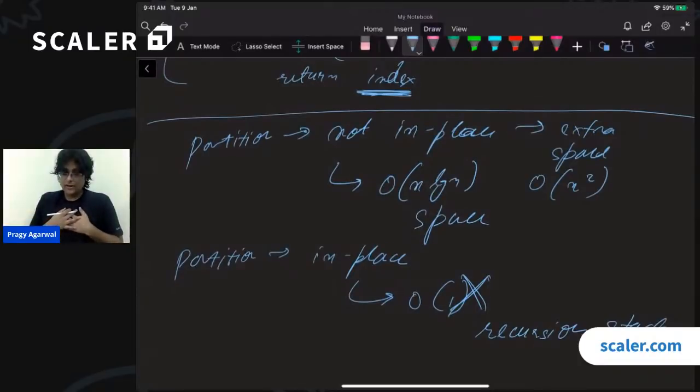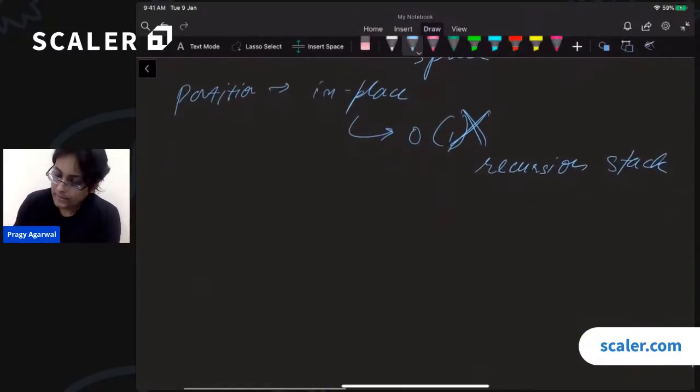I am doing recursion. Recursion has some space complexity. I cannot simply ignore that space complexity, right? So does everyone remember? Recursion uses a stack internally, and I have to tell the complexity of the recursion stack as well. So let us quickly see.